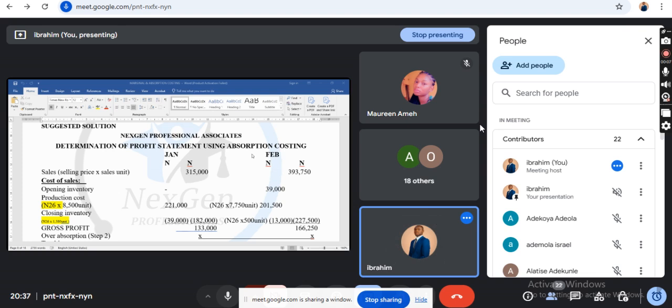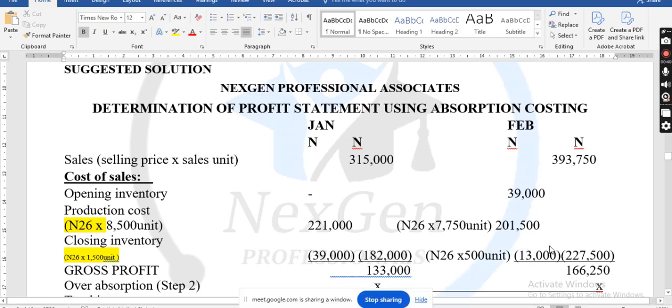In today's class, we shall continue with absorption costing. In our previous lecture, we were able to derive the gross profit using absorption costing. Then in today's class, we will continue from there, which means that we need to calculate the over absorption or the under absorption.